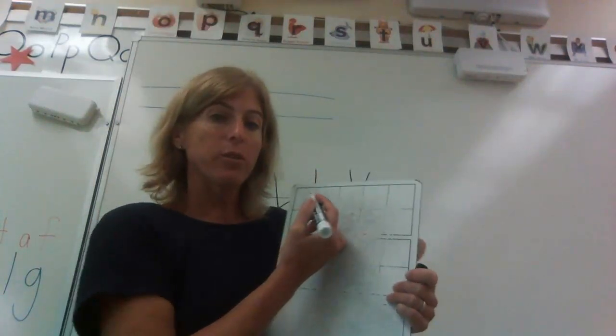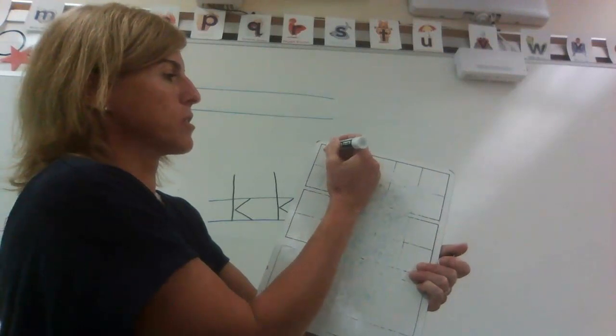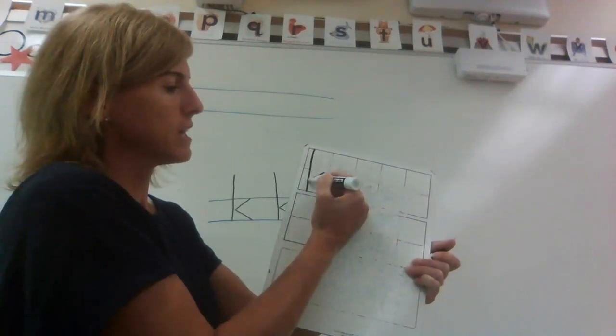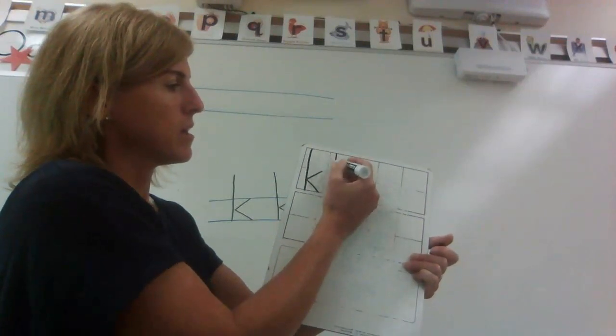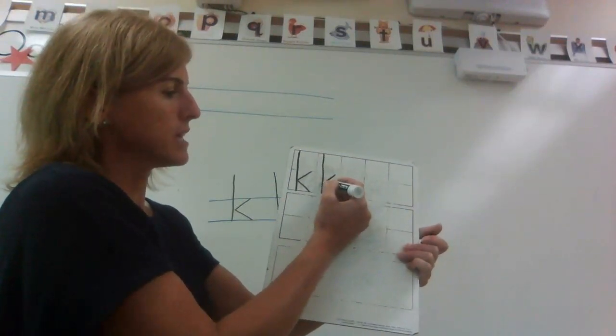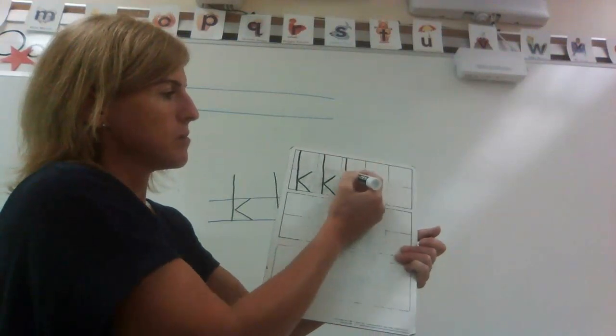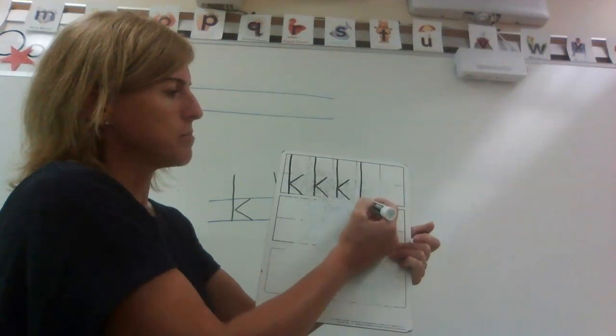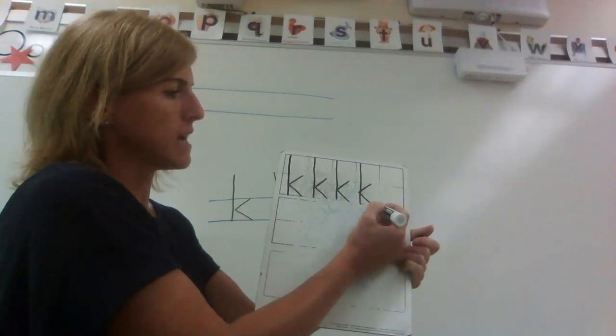Because it's a giraffe letter, we're going to use two boxes, and we're going to go big line down, bump, and then we'll start at that middle line, kick, slide away. Big line down, kick, slide away.